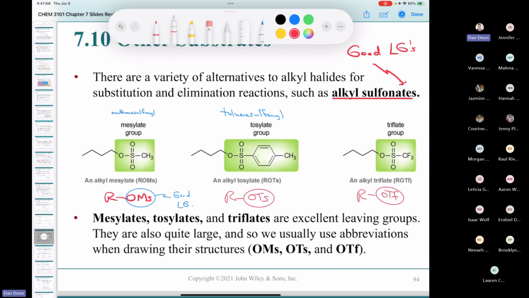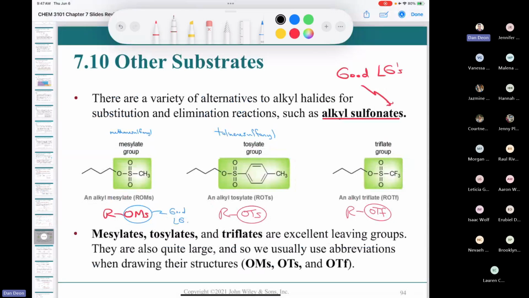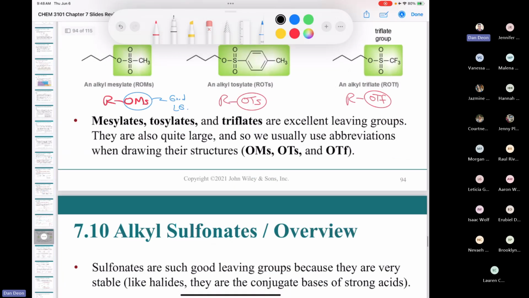So if you're wondering, why do I have to learn that these are good leaving groups, just like a halide, like an iodide, bromide, or chloride? The reason why is because sometimes we want to take an alcohol and convert it into a good leaving group. So, for example, let's say you have an alcohol, right? A hydroxyl group is a poor leaving group, right? It's the conjugate base of water, which is not a strong acid. However, you can do a reaction where you can convert it to a tosylate. Now you've taken a poor leaving group and made it a good leaving group, okay? And I'm going to show you how to take a hydroxyl and convert it into a tosylate.